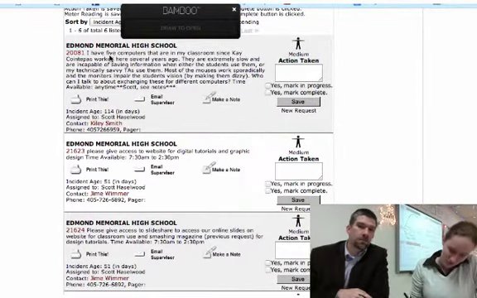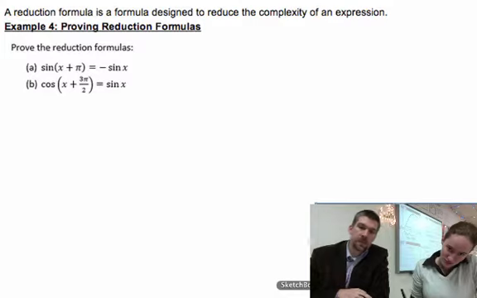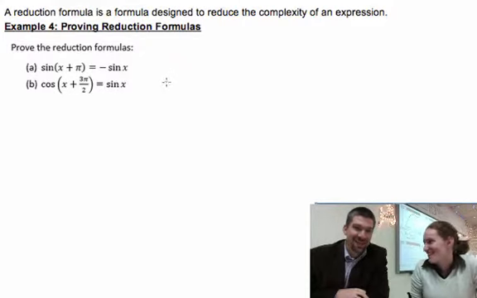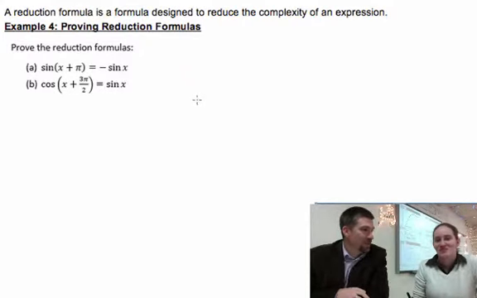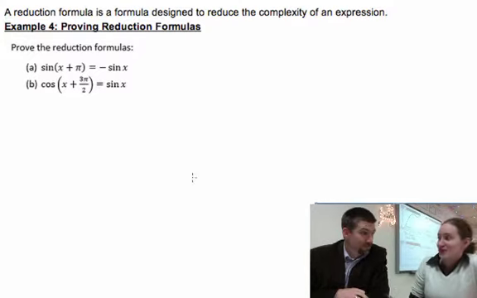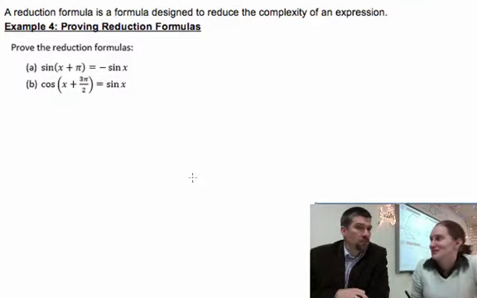I thought, hey, proving reduction formulas. Yeah. We're starting over now. We'll start over again. Ready, and you go. Example 4, proving reduction formulas. A reduction formula, I don't know if you know this, is a formula that reduces the complexity of an expression. Shut the front door. I thought a reduction formula was like when you reduce something. That's what I just said.